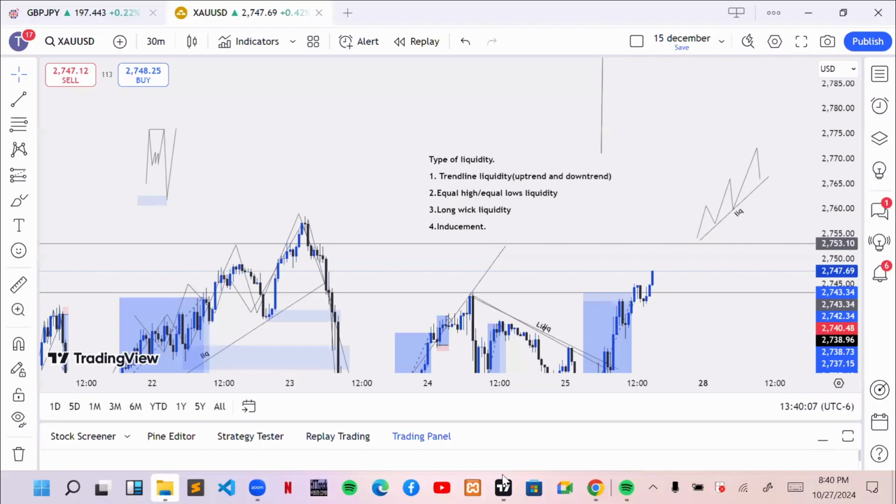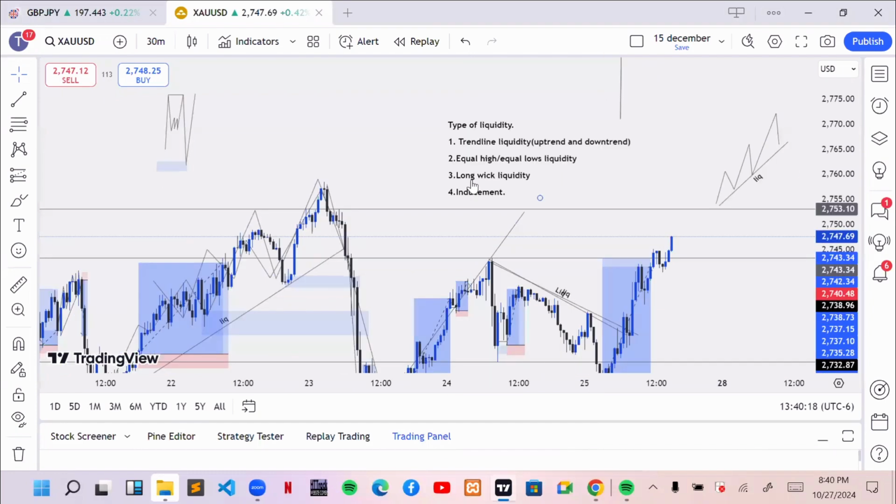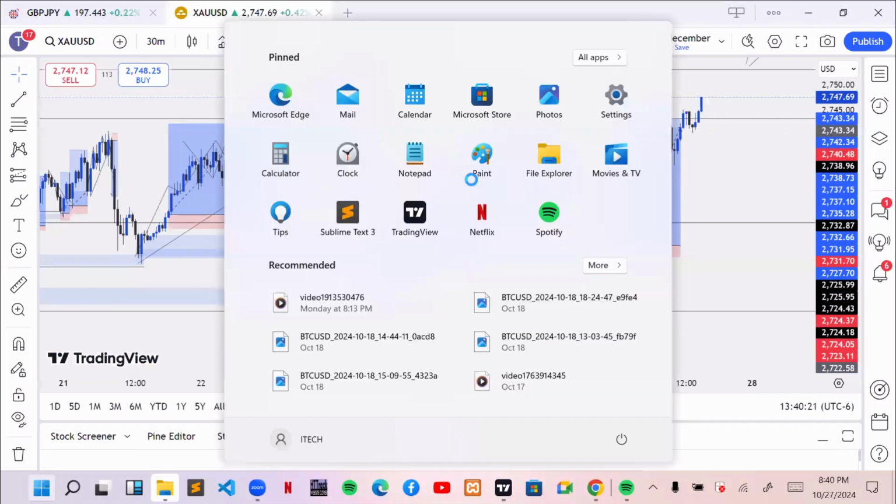I think it's actually very, very clear. There are different types of liquidity. Just get this down: trend line liquidity, that's uptrend and downtrend. So for every pattern that the market uses to approach an entry, it will tell you where your take profit should be.